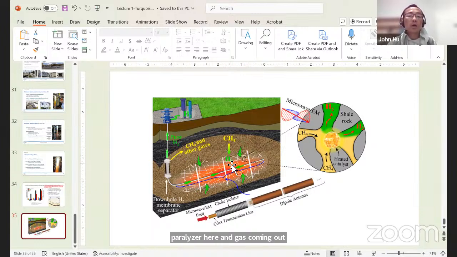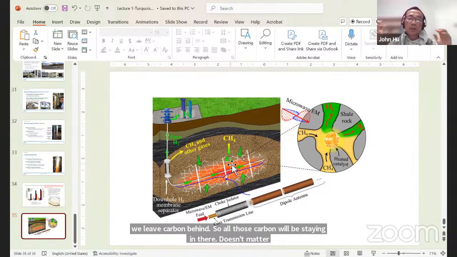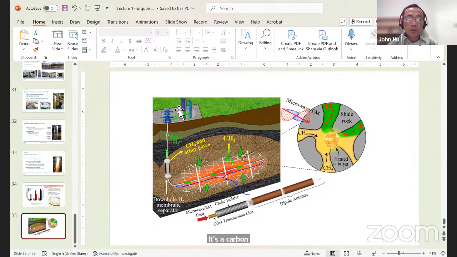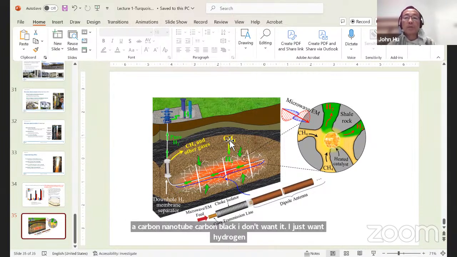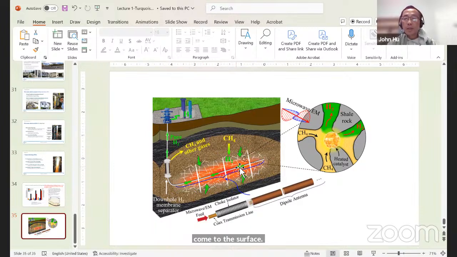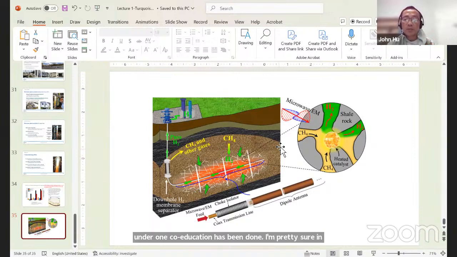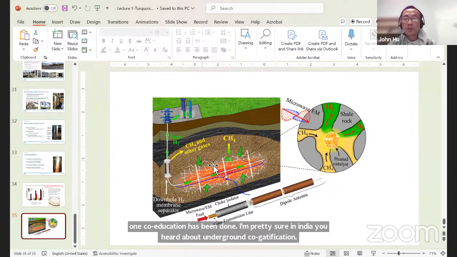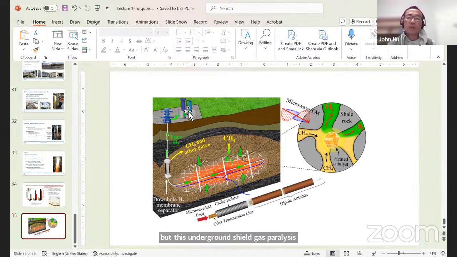So all that carbon will stay in there. Doesn't matter if it's carbon nanotube or carbon black. I don't want it. I just want hydrogen to come to the surface. It's called underground methane pyrolysis. Underground coal gasification has been done. I'm pretty sure in India you heard about underground coal gasification, but with this underground shale gas pyrolysis, we leave carbon behind and have hydrogen come out.